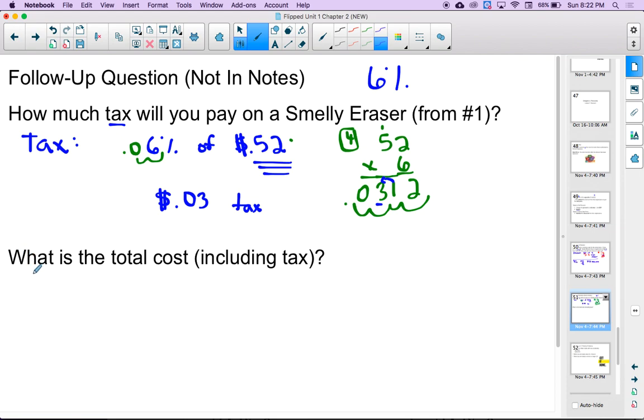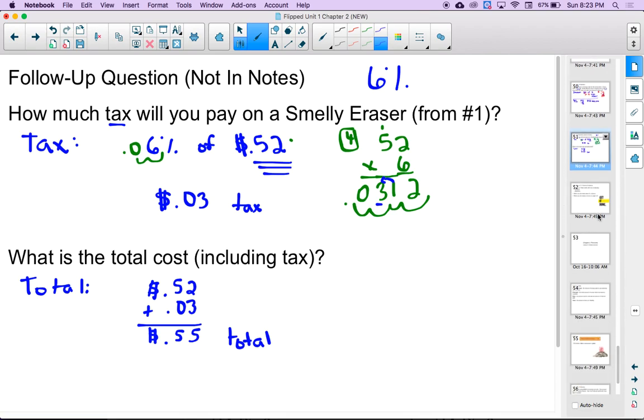And if we're asked for the total cost, it is going to be the 52-cent sale price plus the 3 cents tax. A lot of kids, like I said, get confused with this because they don't know where to calculate the sales tax. You always calculate the sales tax off of the final price that you pay. Okay, so that was not in your notes, but it is a question that you're going to have at some point, I guarantee it.